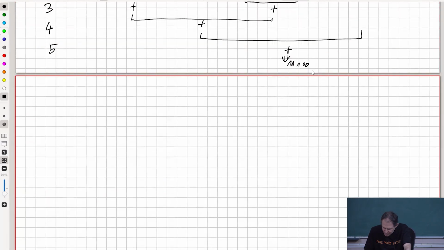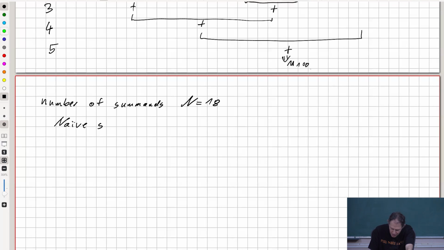So you see, the number of summands is n equal to 18. So the naive summation, because there's actually only 17, so this has an error. Okay, being more accurate than I was above, it's actually only 17 summations, but these 17 summations give you an error of 17 delta approximately. So this is the model.